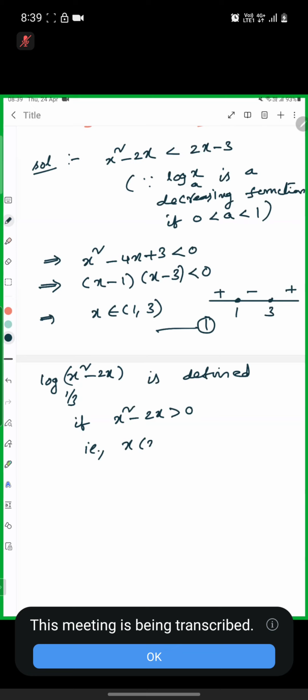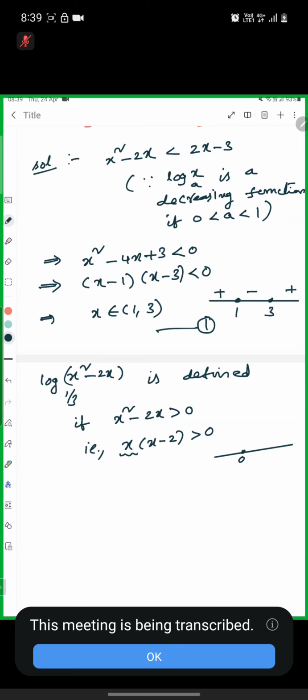This is factorized into two linear factors, that is x into x minus 2. Whenever we have a quadratic, immediately we have to factorize that into linear factors and apply wavy curve. What are x values you got here? 0 and 2.